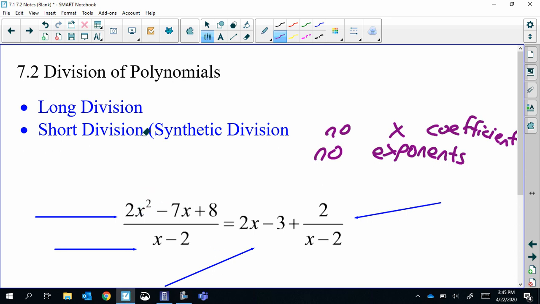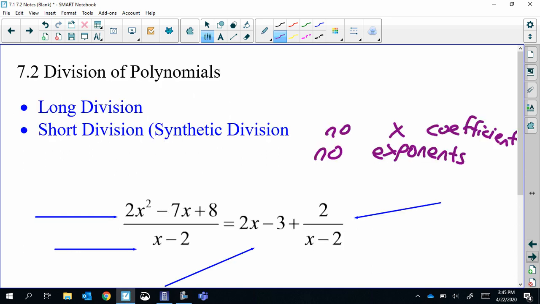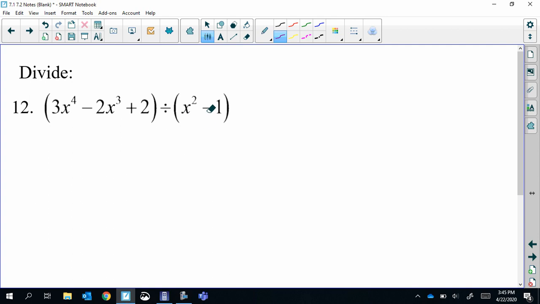That's when we can do synthetic division. Any other time we're going to do long division. So when we do long division, this one we have to do long division because it has a squared. So we'll do a long division example first.